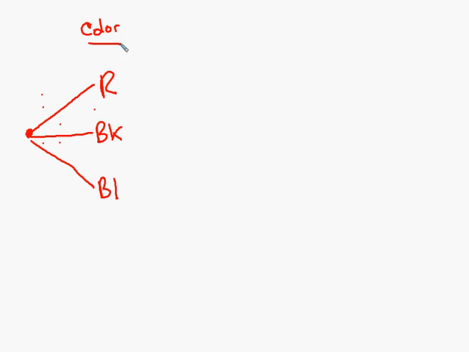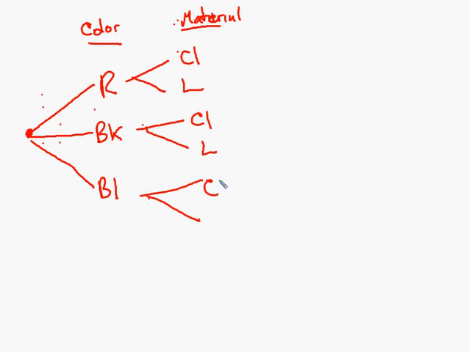Okay, so let's go ahead and draw our tree diagram for that. So we're going to start here, and he could have a red car, he could have a black car, and he could have a blue car. Okay, so this would be the color choices. And then we have what was our next choice? Our material, right? Well, material. And after he chooses red, maybe he chooses cloth or leather, cloth or leather, cloth or leather.